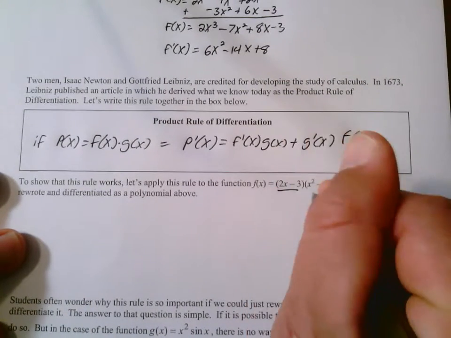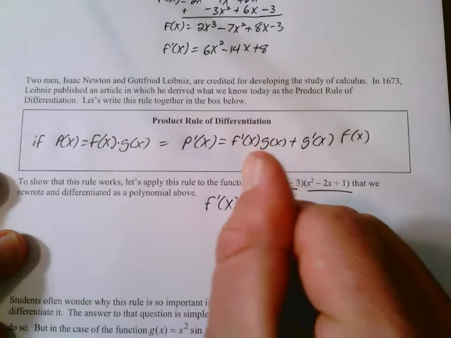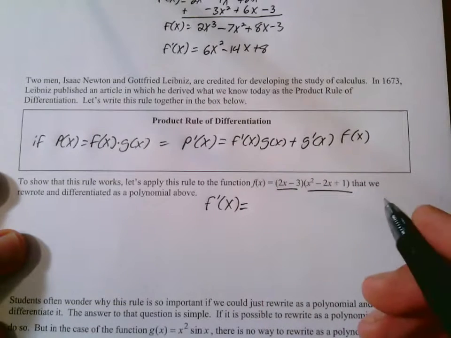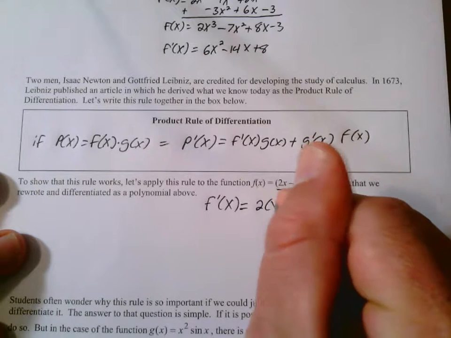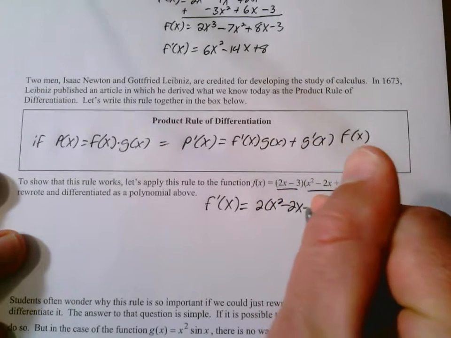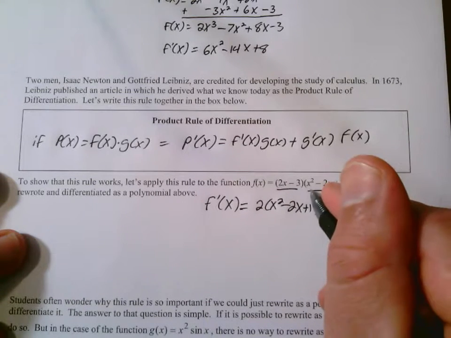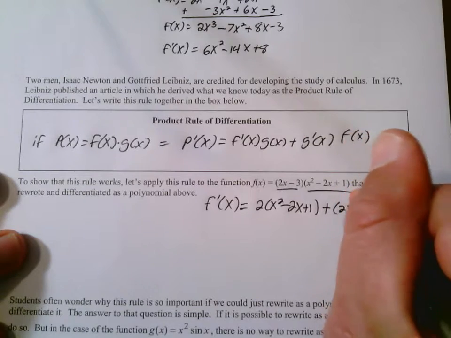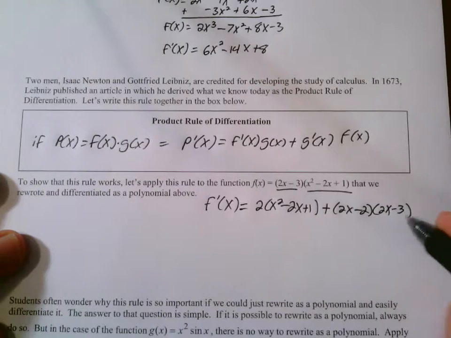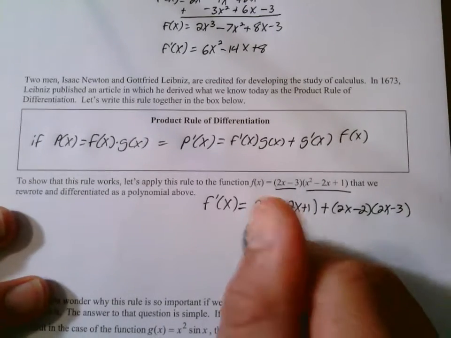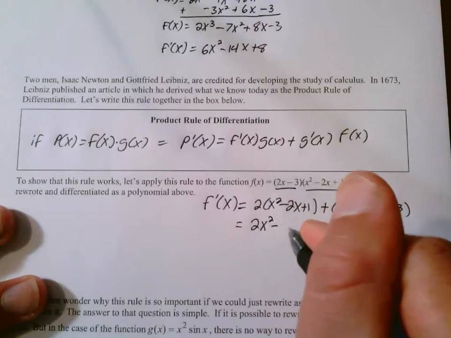So here's f, here's g. So in order to take this derivative, I take the derivative of the first part, 2x minus 3. The derivative of 2x minus 3 is 2, times the second part, x squared minus 2x plus 1, plus the derivative of the second part, 2x minus 2, times the first part, 2x minus 3. Now we're going to simplify just to show it's equal. We're not going to get caught up into a lot of simplification with these.